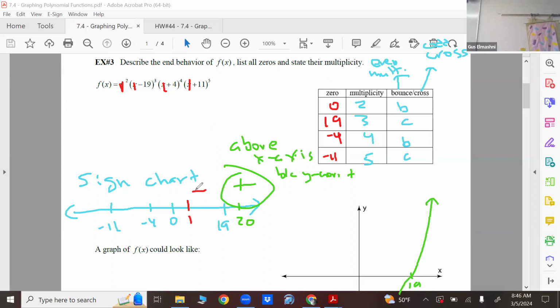What is the odd multiplicity? 19. X minus 19, right? That's why we cross, because y was negative before we got there and positive after, or vice versa, positive before and negative after. Bottom line is there's a transition for the sign of y. That's why we cross.